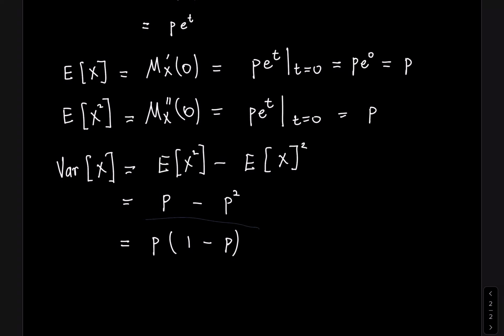And there we can verify that, yes, the expected value of X is p. We're aware of that. We also know that the variance of X is given by this expression here. So everything seems to be working out.